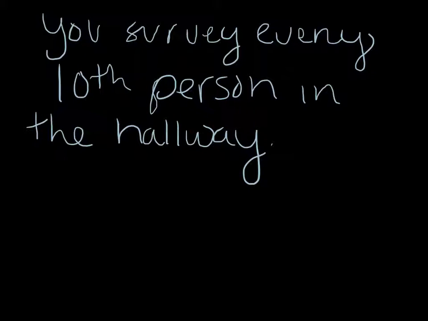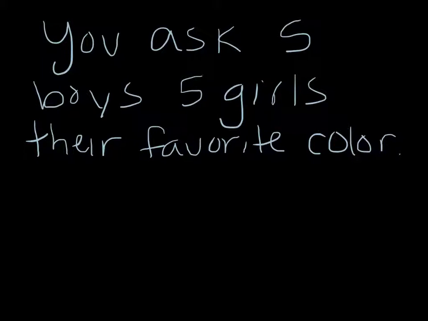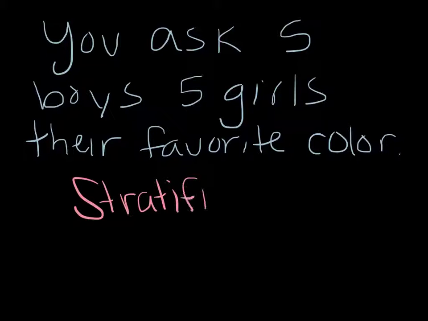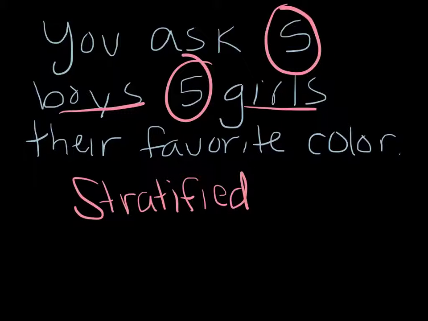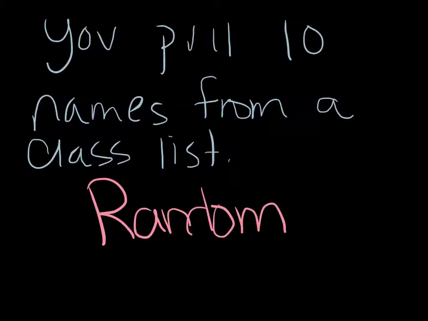Okay. For this one, we just want to tell what type of sampling method it is: random, systematic, or stratified. So you survey every 10th person in the hallway. This would be systematic because you're surveying every 10th person. You ask 5 boys and 5 girls their favorite color. This would be stratified because you're splitting it apart into boys and girls, and then you're randomly asking 5 of each. You pull 10 names from a class list. This is just random. There's no order to what you're actually doing, just pulling names.